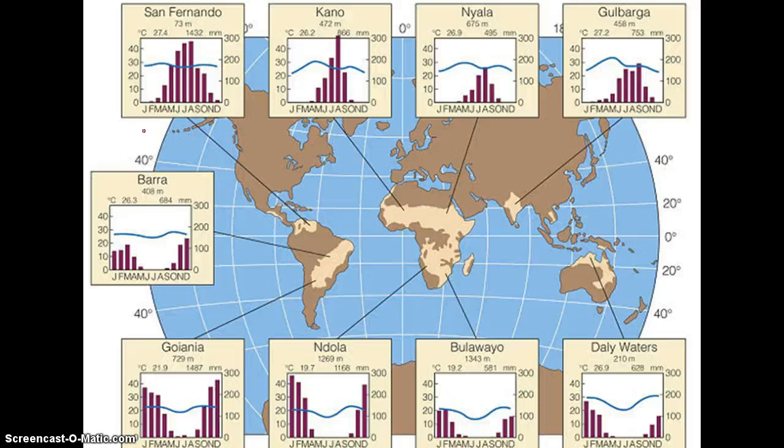And we look at that over long periods of time. In this case, we're looking over the course of a year. So what you'll see is an interesting looking graph, a graph that combines two different things. It's part bar graph, part line graph.